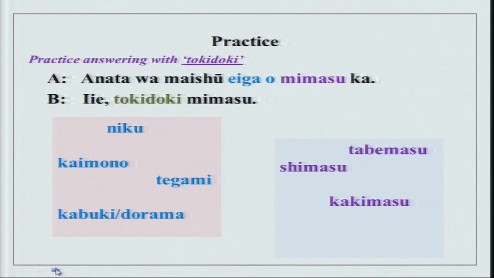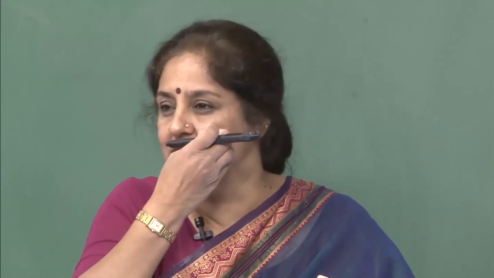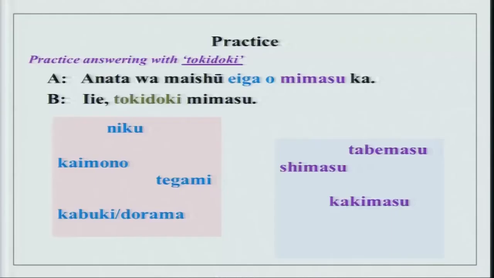In the end, we have kabuki and dorama. Kabuki is the traditional drama form of Japanese, where it is similar to our, I would say, kathakali, because only male characters perform in kabuki all the time. Female characters are not there. All female characters are also performed by male characters. So, that is one speciality of kabuki, and this is a traditional Japanese drama form. So, well, let us see what it is. Mimasu. Anata wa maishu kabuki mimasu ka? Iie, tokidoki mimasu.